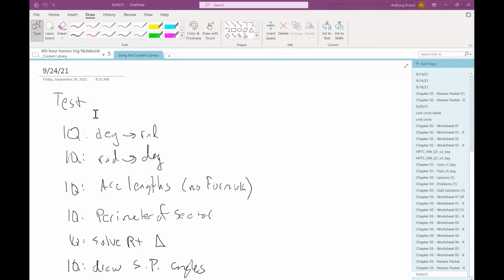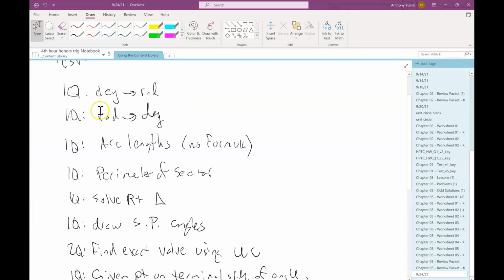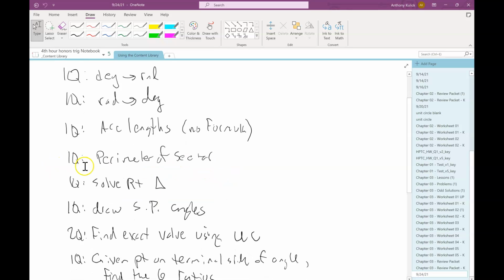So what I have written out here on the content library in OneNote is the test format. Again, you can write this down if you want, but it's in the content library, so I don't know that it's really necessary, but whatever works for you. So you have one question converting degrees to radians, one question converting radians to degrees. You'll have one calculation of arc lengths question where I'm not going to give you the arc length formula, so that's something that you'll want to make sure that you have committed to memory. One question where we're asking to find the perimeter of a sector.